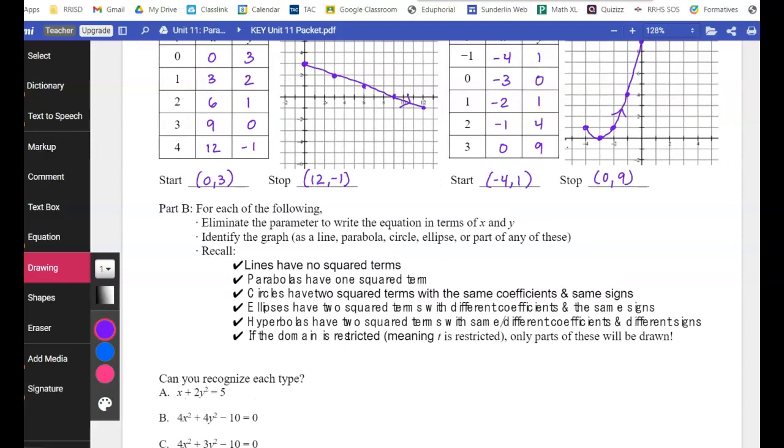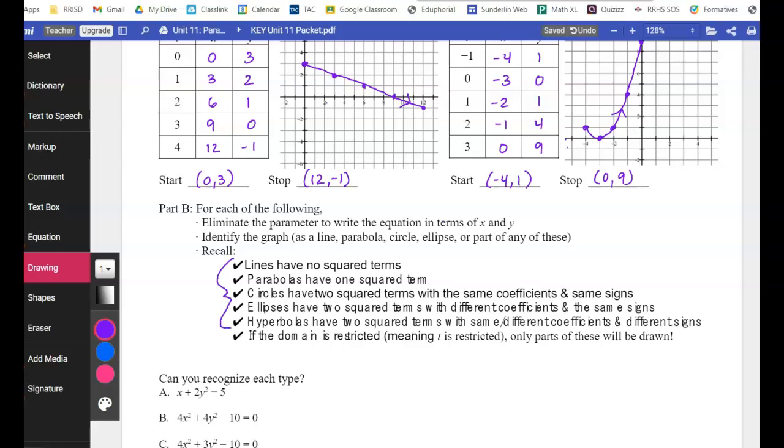we're going to be identifying or classifying parametrics. The basic shapes that we deal with in parametrics are the exact same shapes that we just went over with conics. So lines, parabolas, circles, ellipses, and hyperbolas. If you don't remember how to identify, or how do I look at an equation and know what type of shape it forms, here are some nice hints.